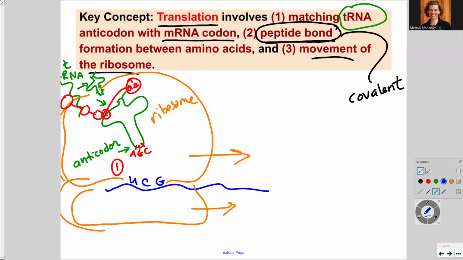So the next sequence, whatever that might be, maybe it's CCG, right? And then it's going to go find the transfer RNA that has the anticodon for that. And it's going to bring in whatever amino acid that corresponds to. It's going to attach it to the growing chain, and then the ribosome is going to keep moving down. So that's how we make proteins.